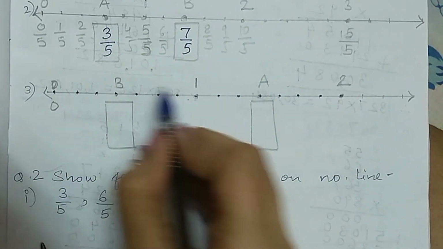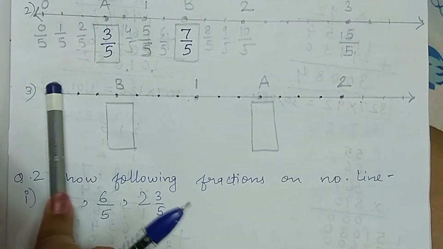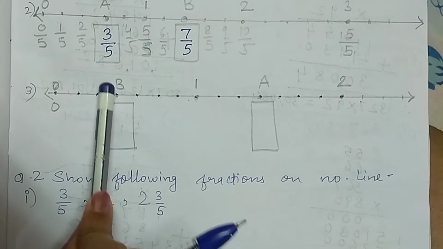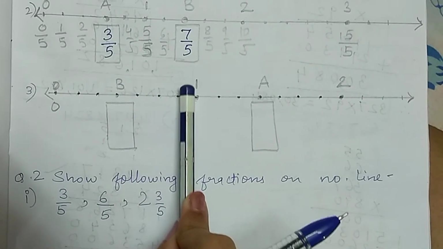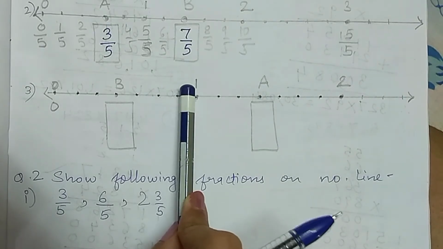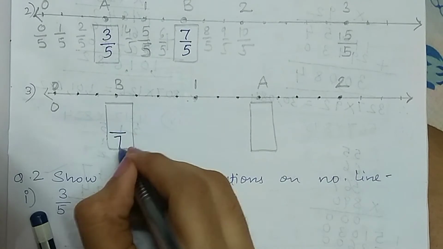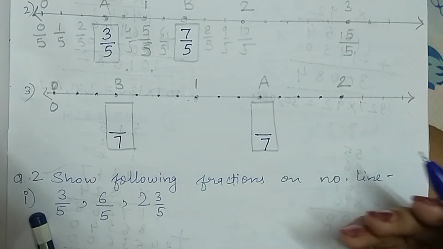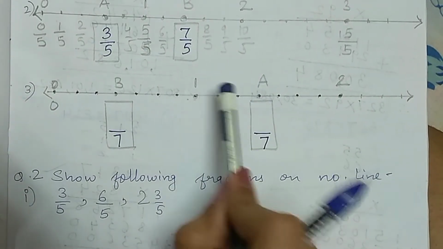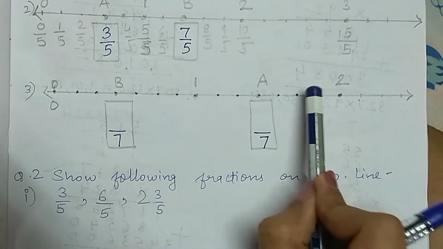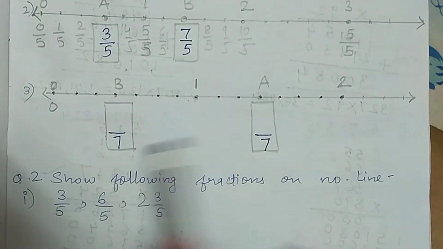Okay, so from 0 to 1, how many parts are there? Let us count. 1, 2, 3, 4, 5, 6, 7. 7 parts are there. Means in the denominator what number will we write? 7. So it is understood in the denominator we have to write 7. Let us confirm. 1, 2, 3, 4, 5, 6, 7. Okay, so in the denominator 7 will come.